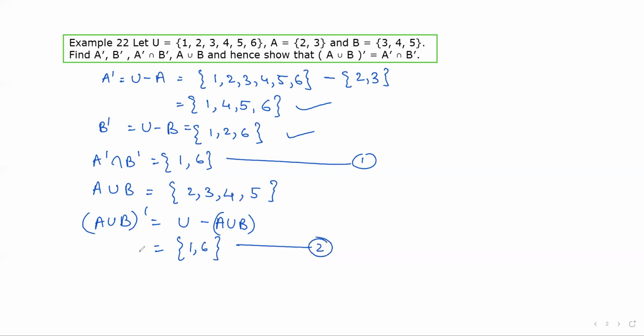This is your 2, because this is the value of A union B whole complement. From 1 and 2, we can say that the right hand side is equal, therefore left hand side will also be equal. A union B whole dash is equal to A dash intersection B dash. This is from A and B, from 1 and 2.